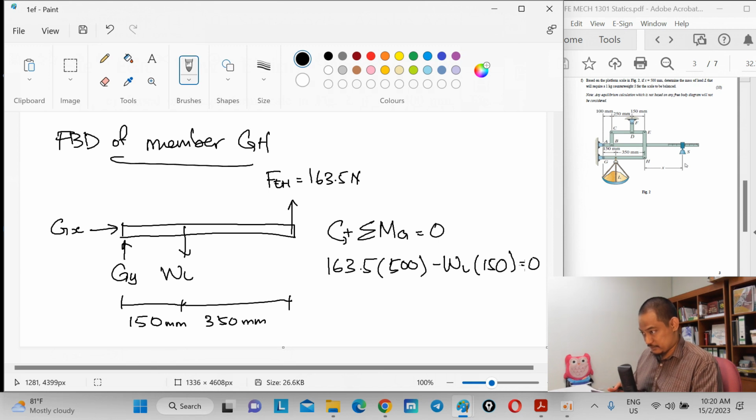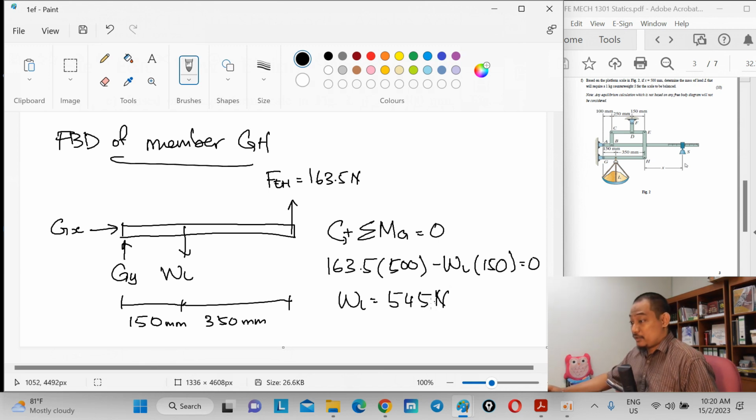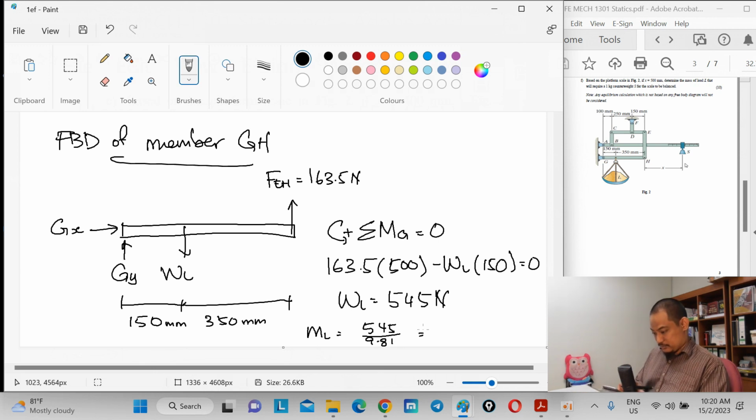163.5 times 500 divided by 150. 545. And then the mass, 545 divided by 9.81. 55.55. Not Newton, kg.